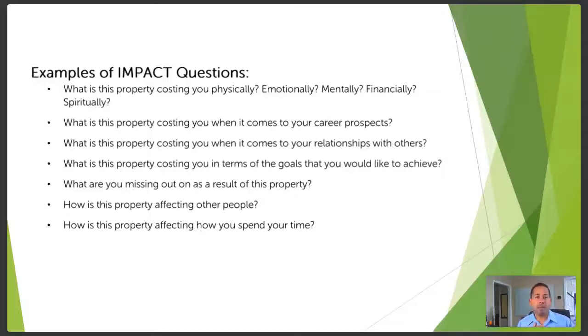That's where we come in. And when we can connect with a human, it makes it so much deeper. So what is the property costing you when it comes to relationships with others? That's number 3. What is the property costing you in terms of your goals that you would like to achieve?